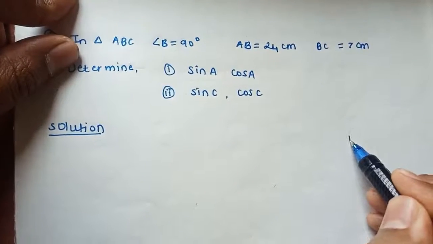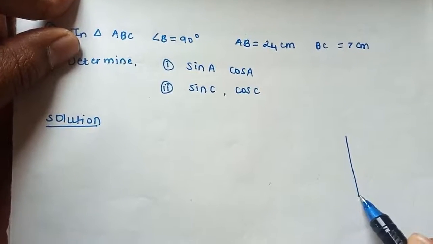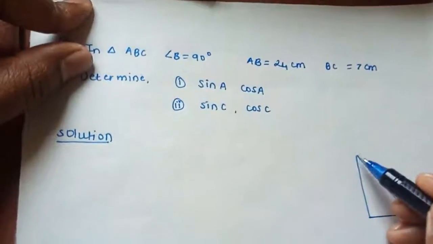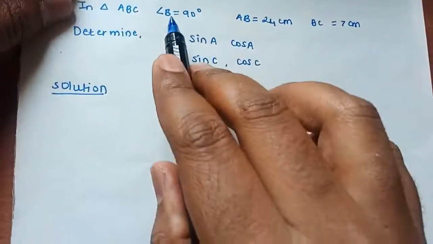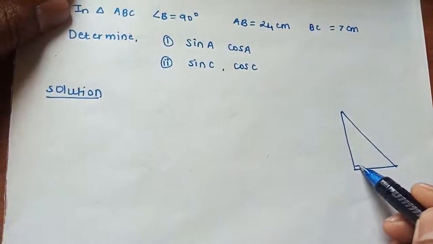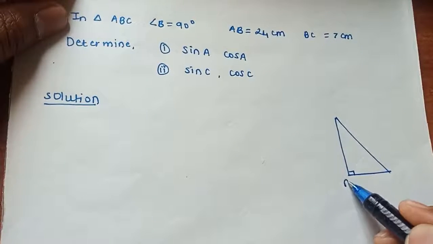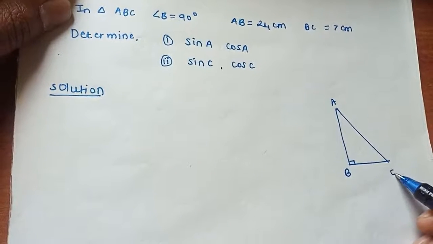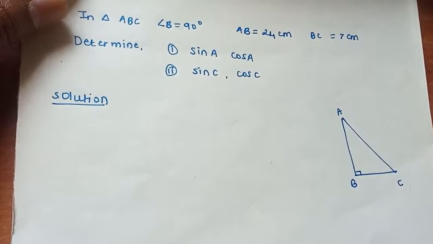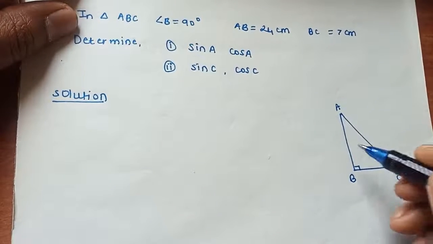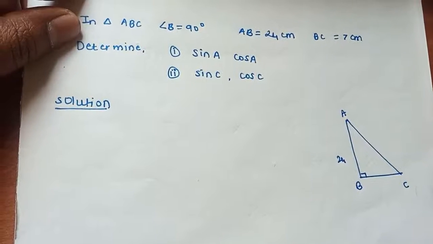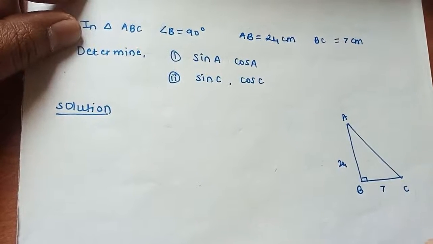So I will draw the right angle triangle here. Since they have given angle B is 90 degrees, I will write down 90 degrees at angle B. Then this is A and this will be C. Now AB is 24 centimeters, so I will write AB is 24 centimeters. BC is 7 centimeters.